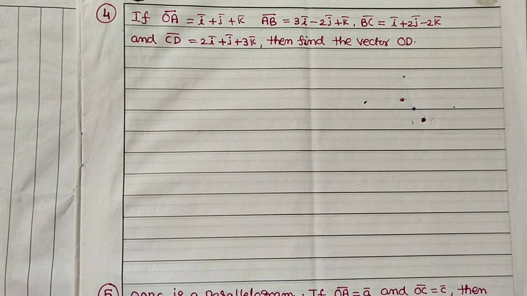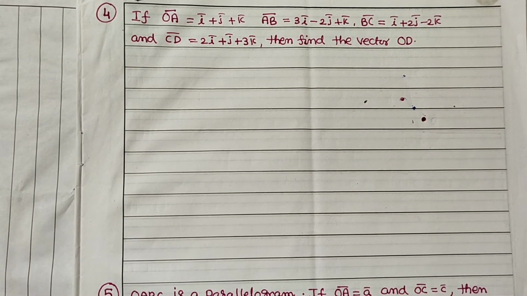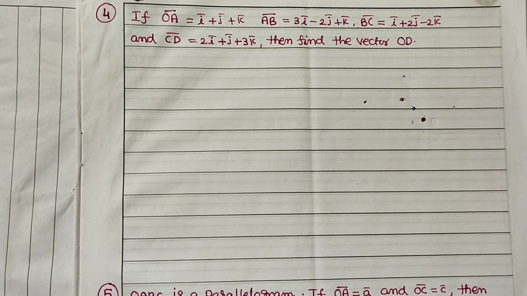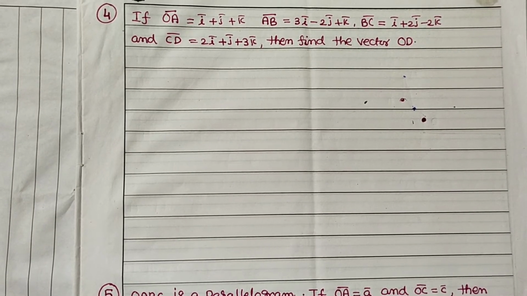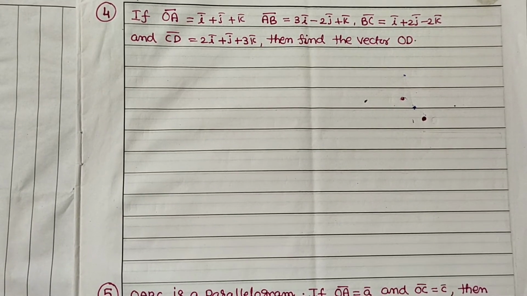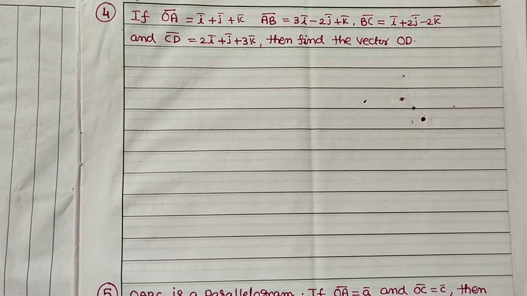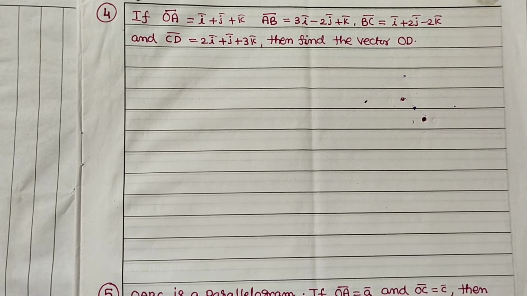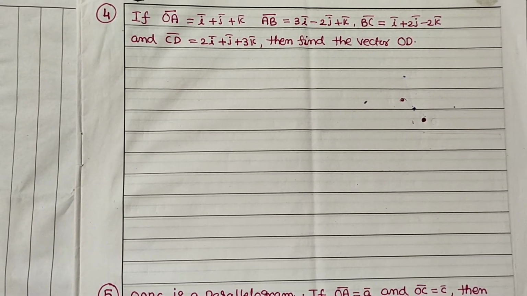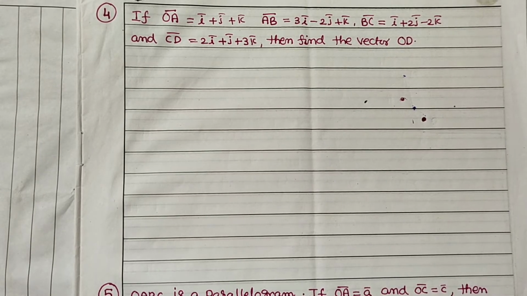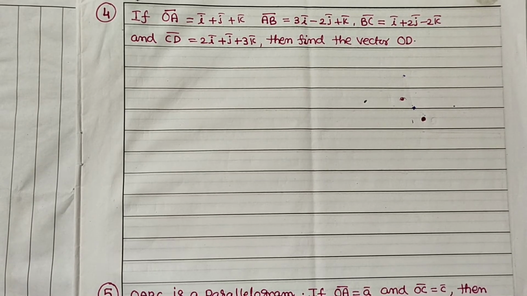So the next question is, if OA bar equal to I bar plus J bar plus K bar, AB bar equal to 3I bar minus 2J bar plus K bar, BC bar equal to I bar plus 2J bar minus 2K bar, and CD bar equal to 2I plus J plus 3K, then find the vector OD. These two are the 2 marks questions, question number 4 and question number 5.